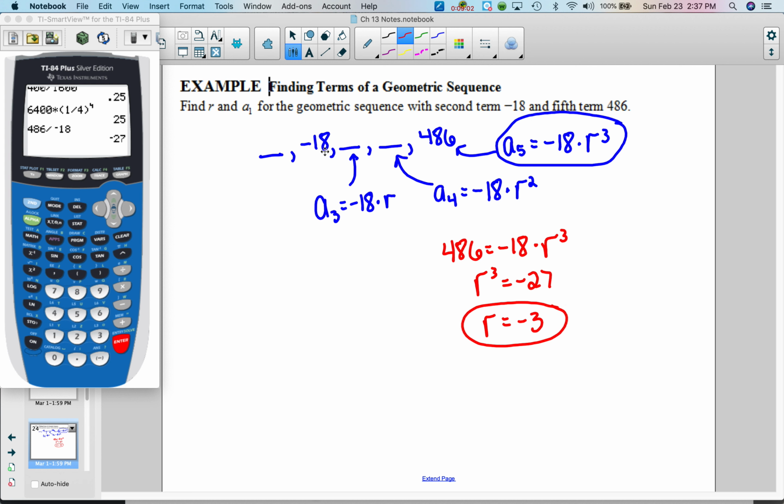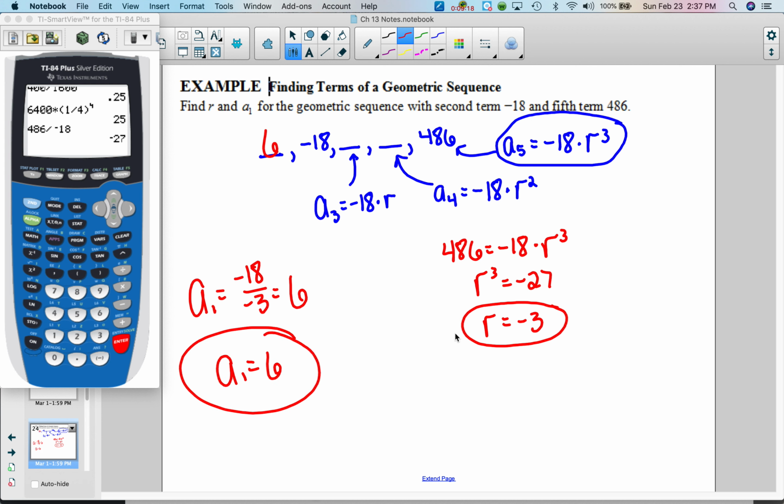So now that I know that r is -3, it's easy to go backwards now. If I know this is -18, then I divide, so a sub 1 has to be -18 divided by r, so it would have to be 6. So a sub 1 equals 6. We were asked to find a sub 1 and r, so that would answer our question. So not really a straightforward use the formula. You had to kind of understand how the formula is working and just a little bit of pattern solving.